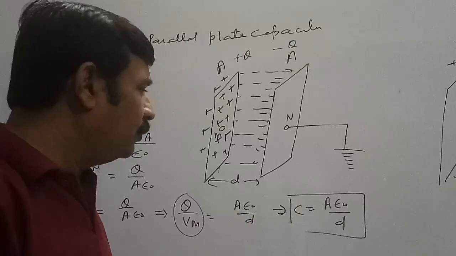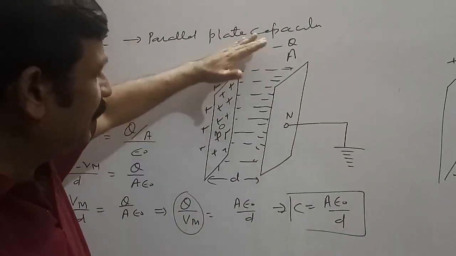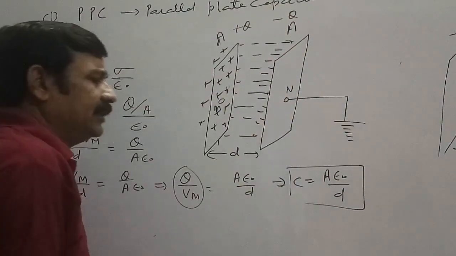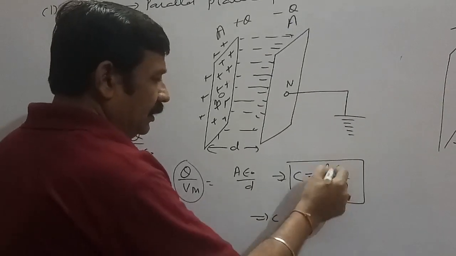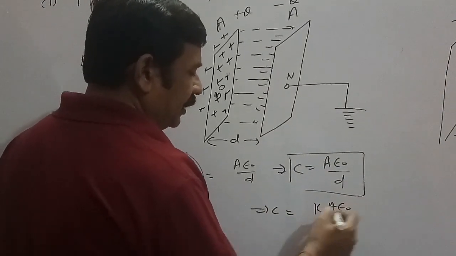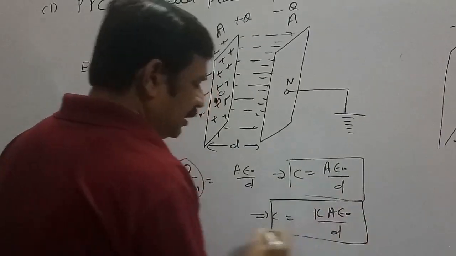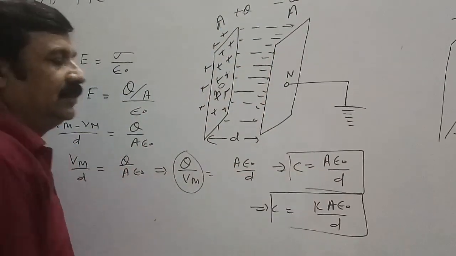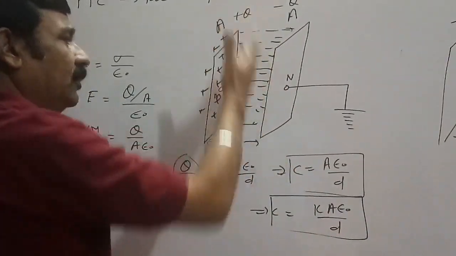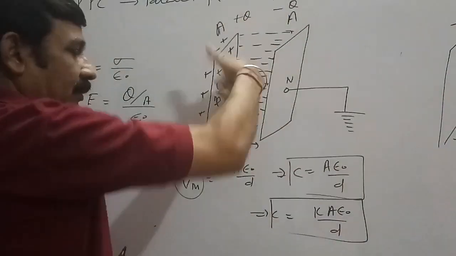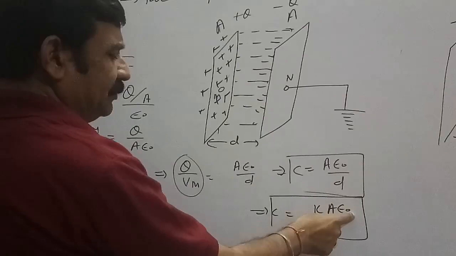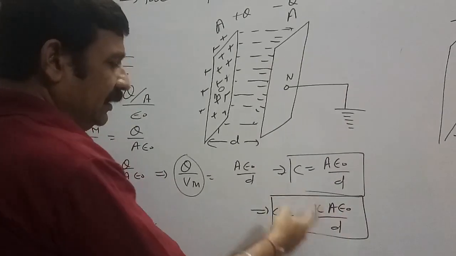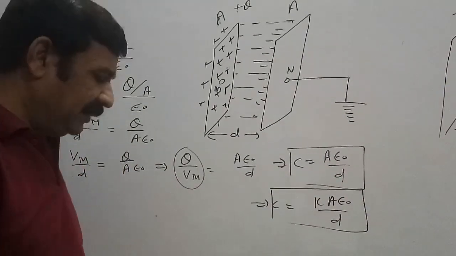D is the distance between the two plates. If the medium between the plates is other than free space or vacuum, let the whole medium be filled with some dielectric material. Then in place of epsilon naught we write K epsilon naught. This is the expression for capacity when a dielectric material is totally present between the plates. What is K? Dielectric constant. For example, if oil is totally present, it will become K of oil into A into epsilon naught by D. If wax is totally present, it will become K of wax into A into epsilon naught by D. So this is the expression for the capacity of a parallel plate capacitor.